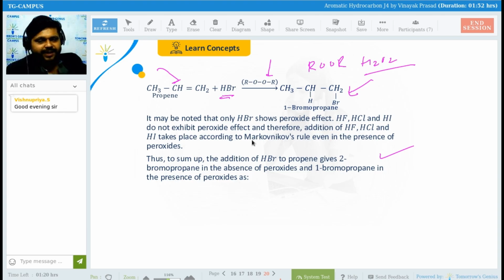It may be noted that only HBr shows the peroxide effect. HF, HCl, HI do not exhibit the peroxide effect, and therefore addition of HF, HCl, and HI takes place according to the Markovnikov's rule even in the presence of peroxides as well.